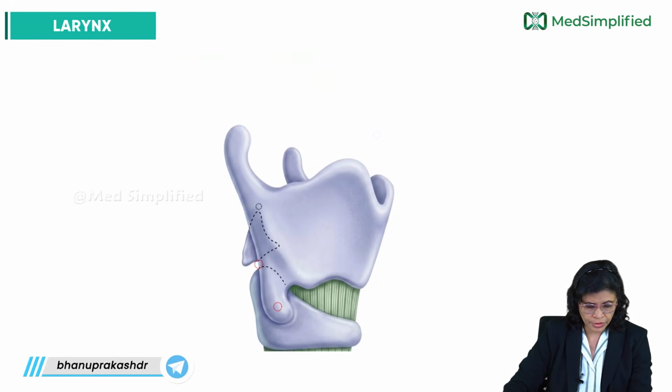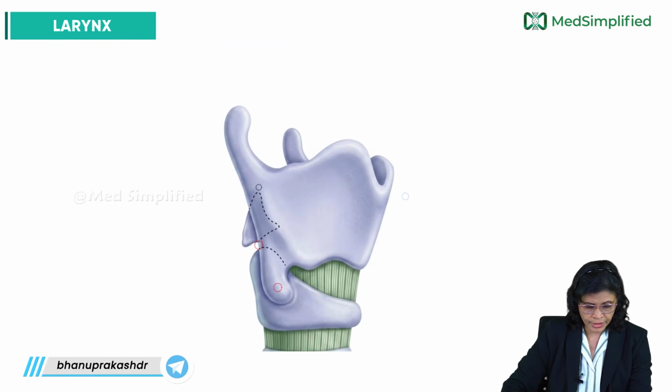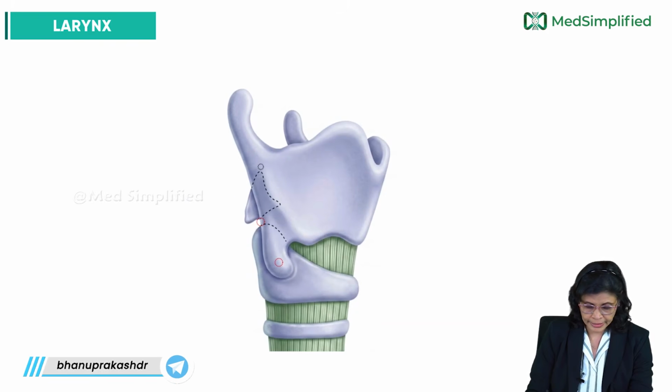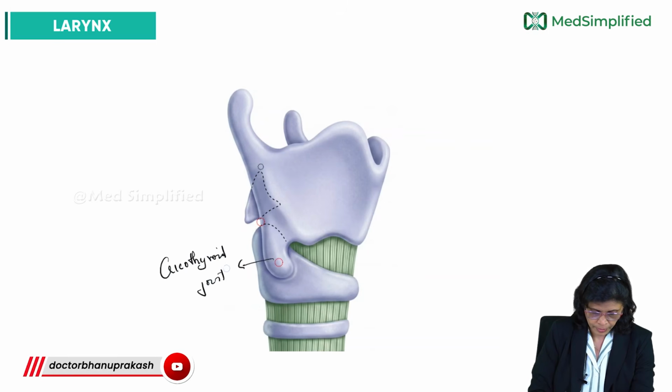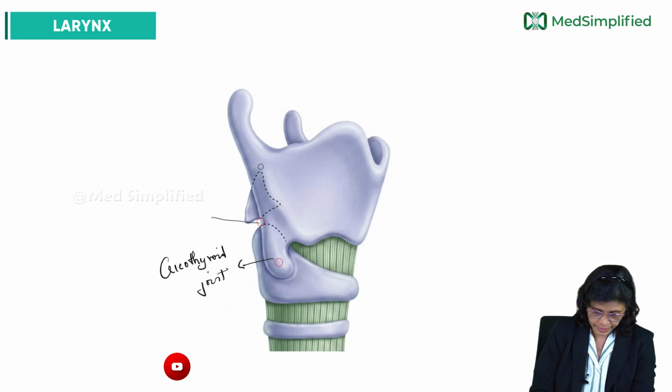Then coming to the joints of the larynx. Here we see the cricothyroid joint, and then the cricoarytenoid joint. Here this is the cricoarytenoid.